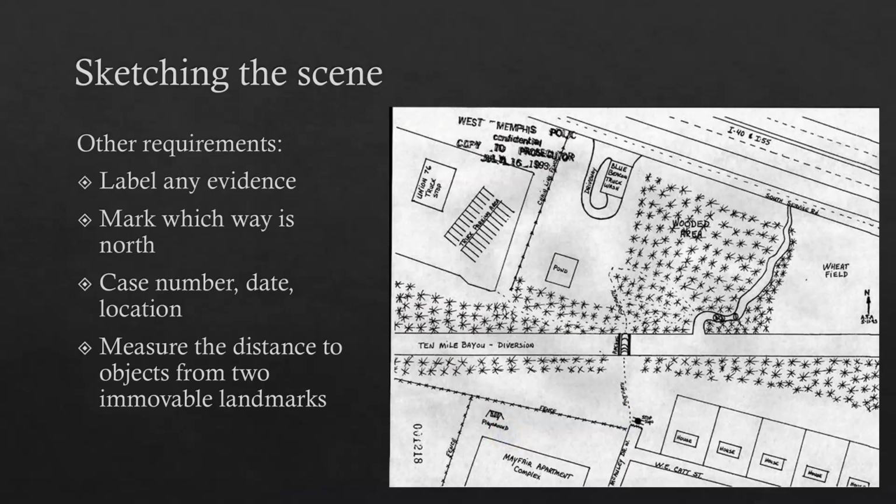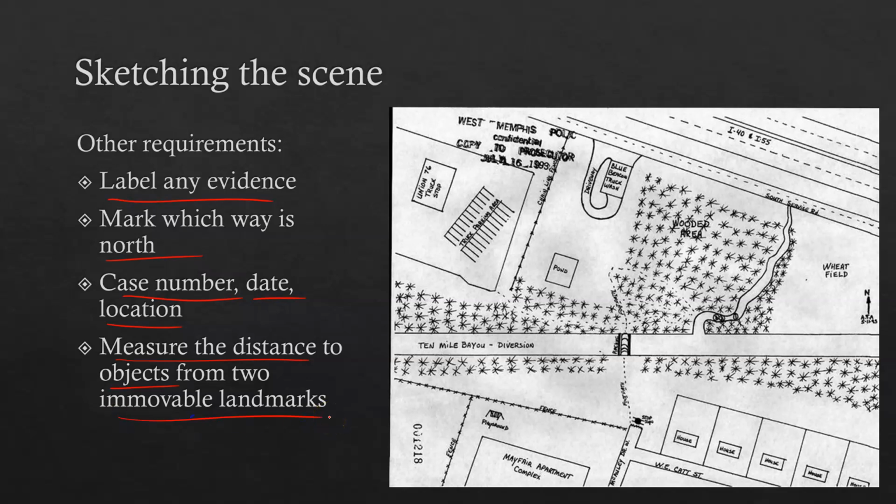Okay, sketching the scene can also look like this if we're talking more outdoor photo or a more outdoor sketch. We want to label any evidence that is available within our crime scene. We want to mark which way is north so that nobody perceives the location incorrectly. We want the case number, we want the date, we want the location, and we want all distances to be measured accurately to all objects and to 2 immovable landmarks.